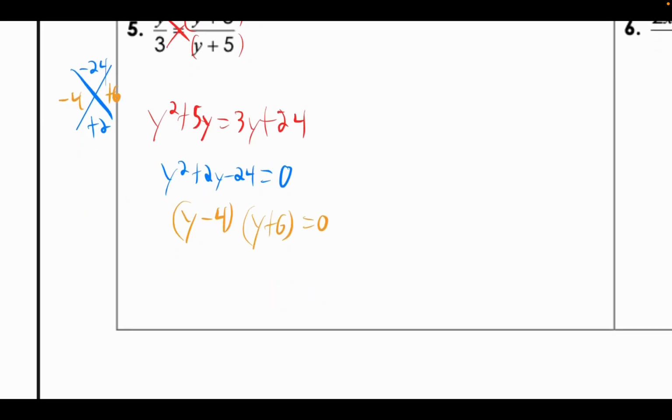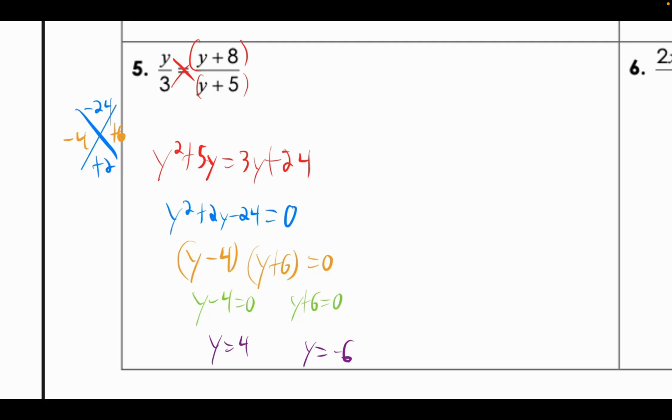Set each of these equal to 0, and then solve by adding 4 and subtracting 6. And both these answers produce perfectly valid fractions where neither denominator ends up being 0.